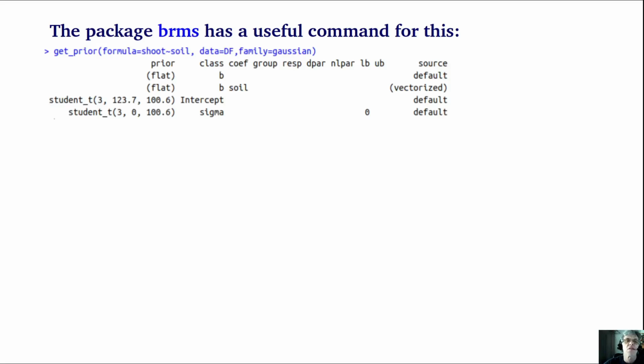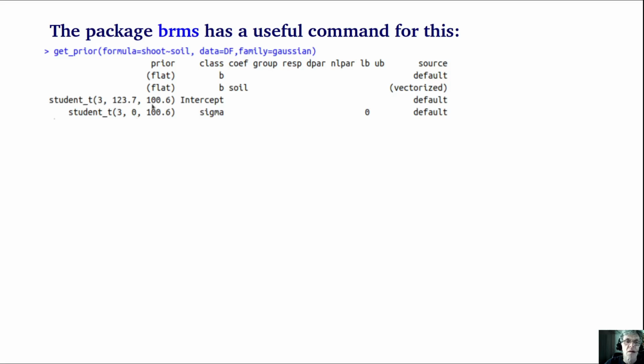The command is called get_prior, in which we put the formula, the response variable separated by this symbol from the explanatory variable, the data frame, and we specify that the family is Gaussian. It could be any other probability distribution. This is of course Gaussian because this is part of the general linear model. So now we see the default priors. This is the slope for the explanatory variable soil. This is the intercept, and this is sigma.